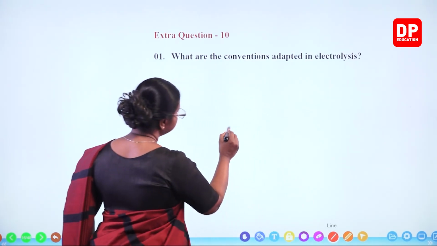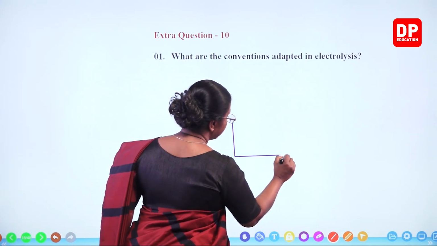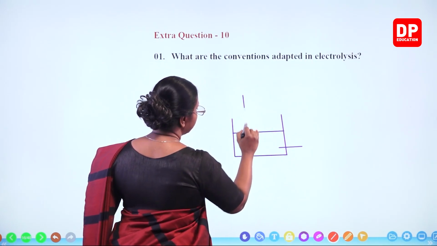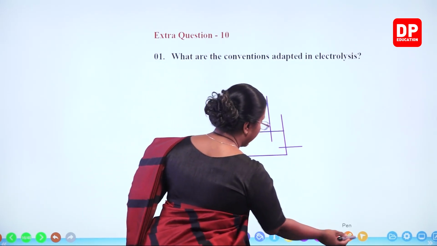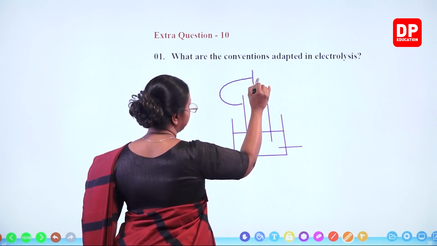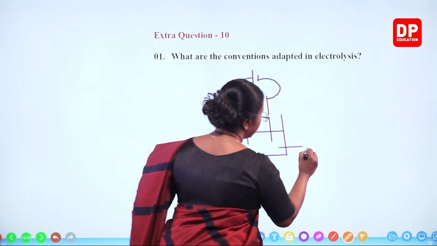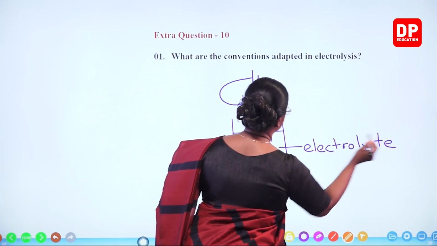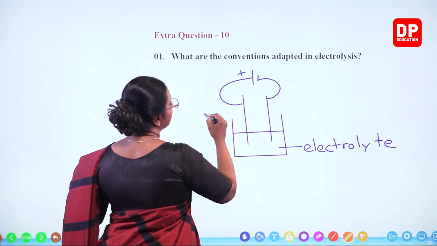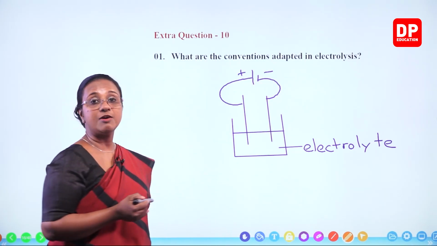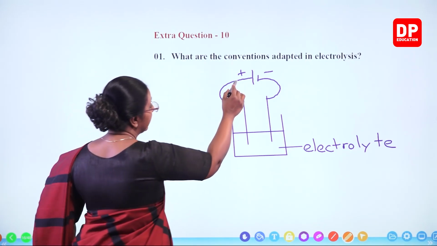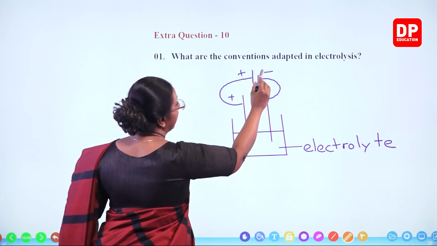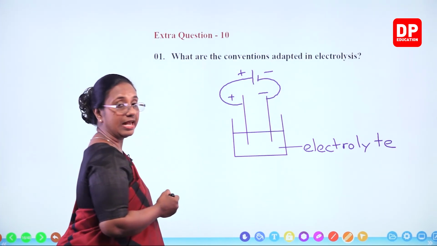So here, when you have an electrolytic cell, you have the electrolyte solution there, then the two electrodes, and they are connected to the power supply. So here it is the electrolyte. Now since this is the positive terminal and that's the negative terminal of the power supply, the electrode that is connected to the positive terminal becomes the positive electrode and this becomes the negative electrode.